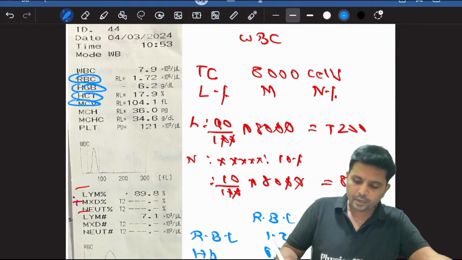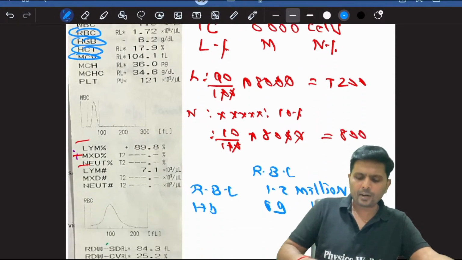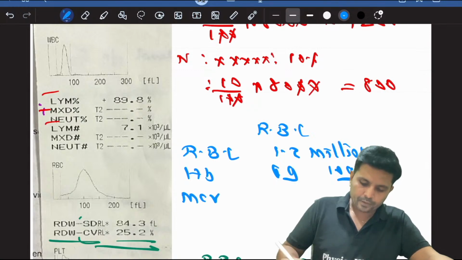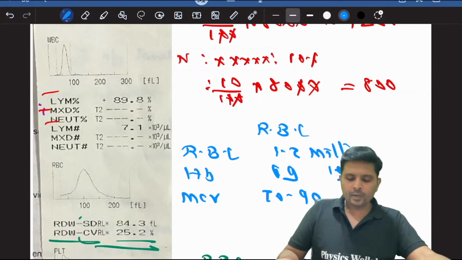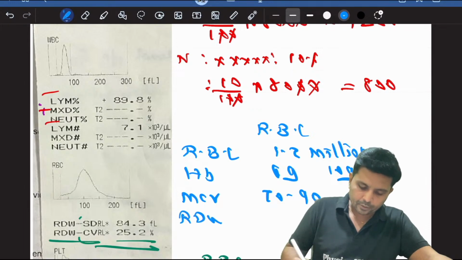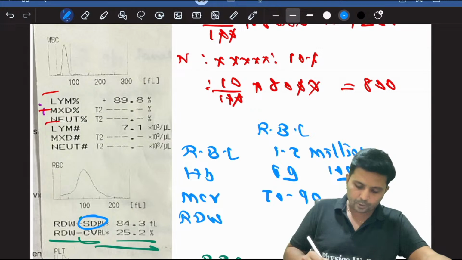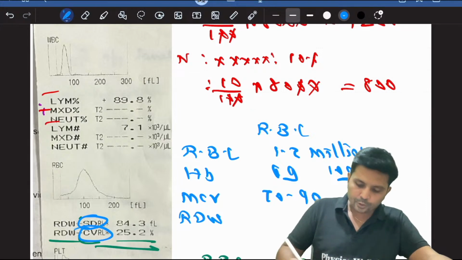Normally it should be somewhere around 10 gram. Roughly we can say 10 gram hemoglobin. MCV is somewhere around 70. It should be between 70 to 90. What is RDW, red cell distribution width? You have two values. One is SD value, another is CV value. You need to use CV value. CV value here is 25.